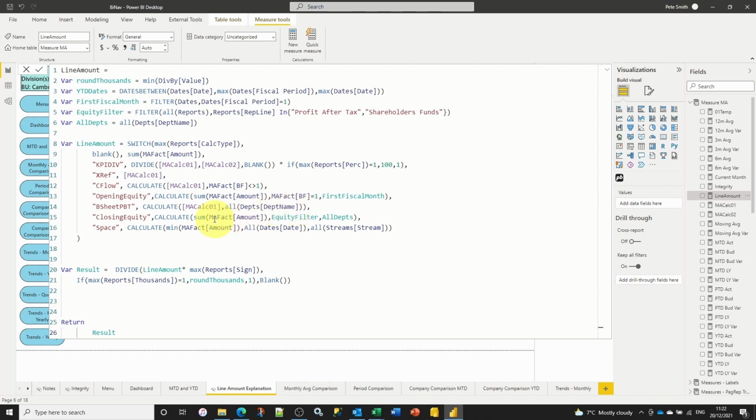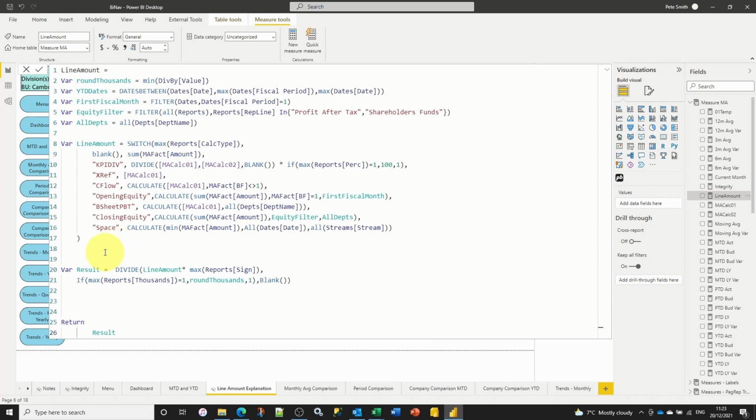Closing equity, similar idea here, where we're adding up the total closing equity, and again we want to look at all departments. We need an equity filter. This filter's here. It's saying, well, I'm worried about existing shareholders' funds and profit before tax. They're the only 2 lines I want to look at, and the DAX formula will add those up and return the amount. Space I'm going to talk about in a later video, because that needs 2 or 3 minutes of time just to explain how the spaces appear.